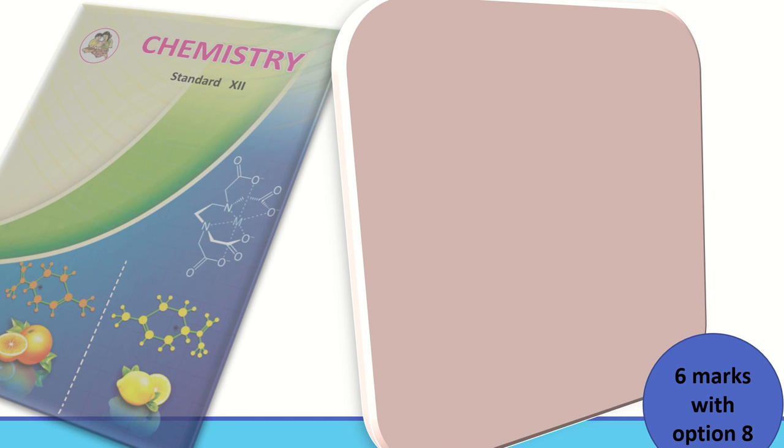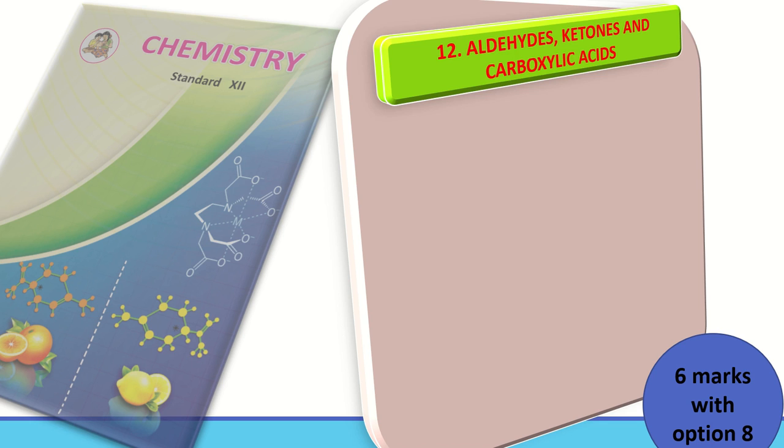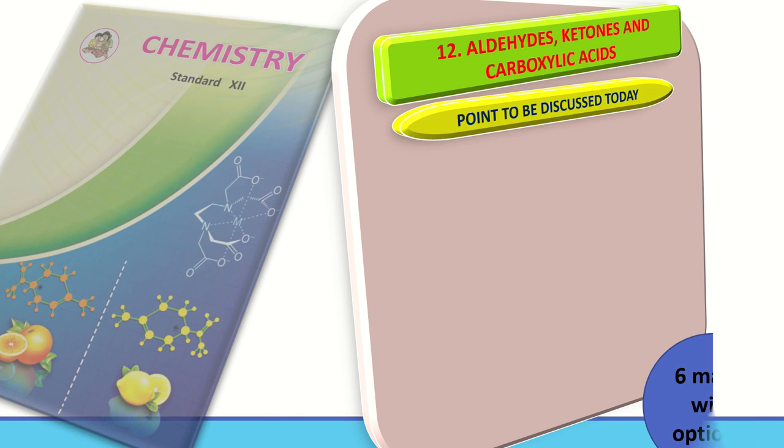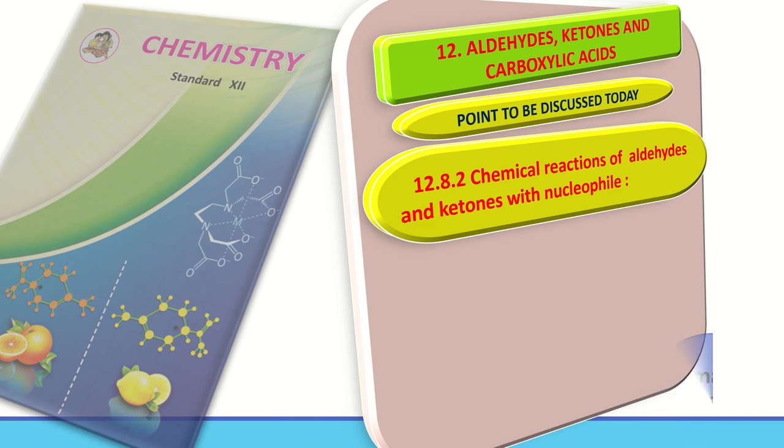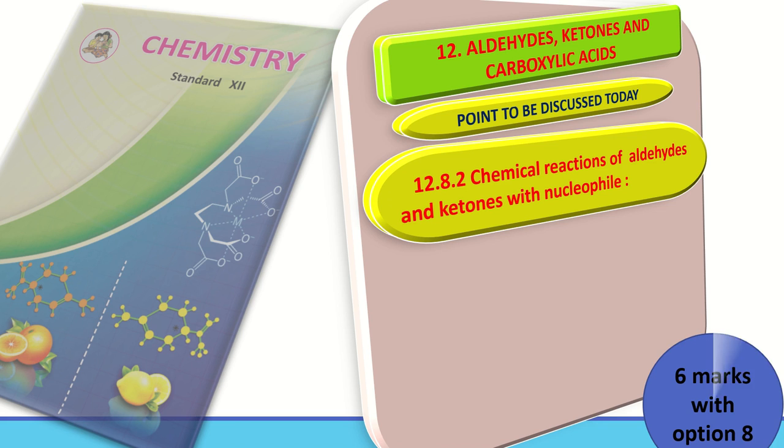In the last video session, we have seen preparation of carboxylic acid from the aldehyde, ketone and carboxylic acid chapter. Let's see the next point from lesson number 12, aldehyde ketones and carboxylic acid. The point name is chemical reactions of aldehydes and ketones with nucleophiles.